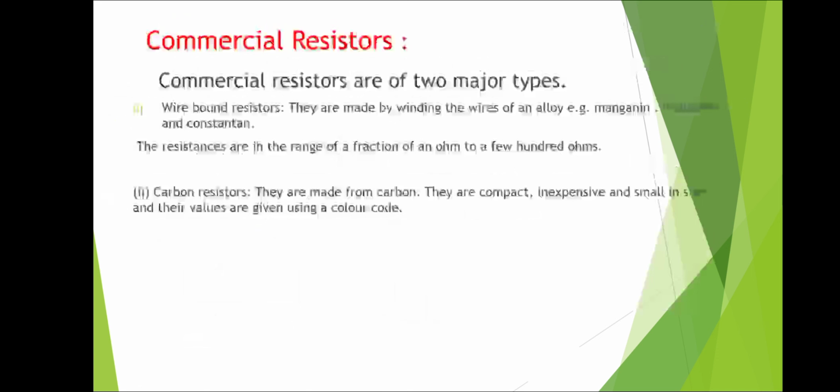The resistance is in the range of a fraction of an ohm to a few hundred ohms. Second one, carbon resistors. They are made from carbon. They are compact, inexpensive and small in size, and their values are given using the color code. We can find the value of a resistor with the help of this color code.